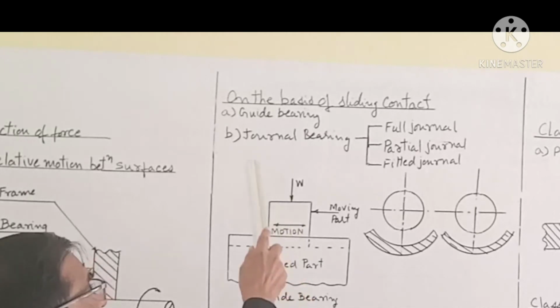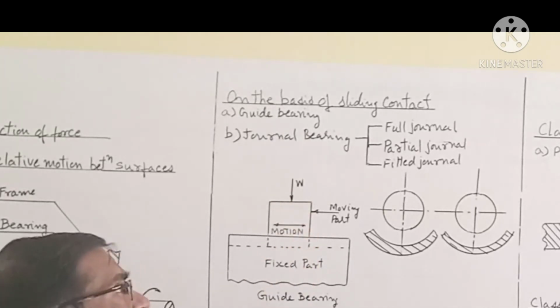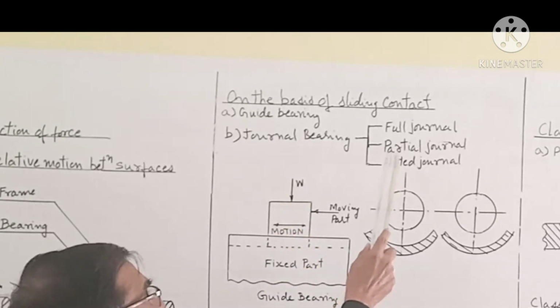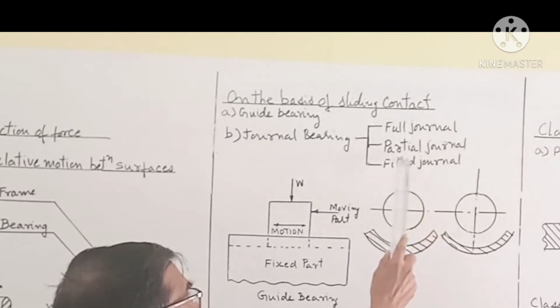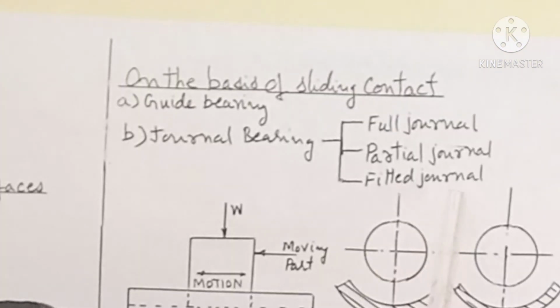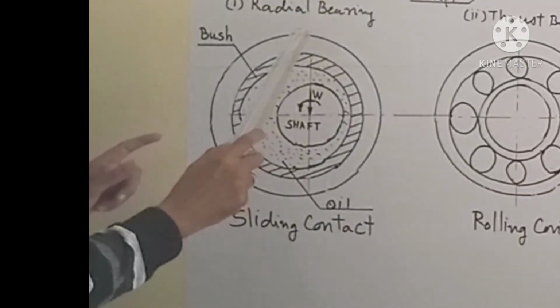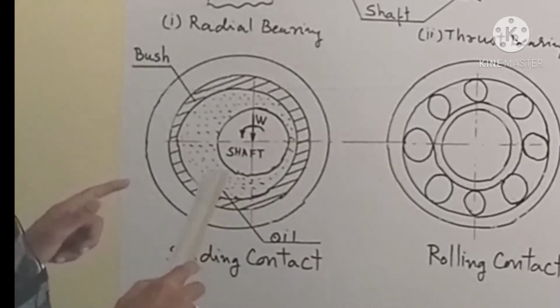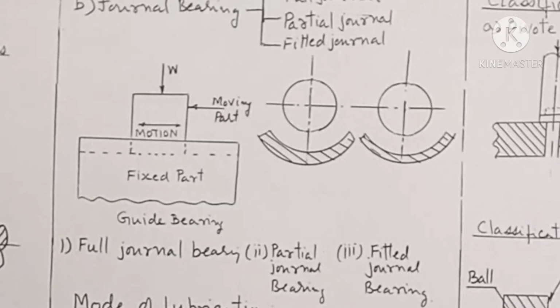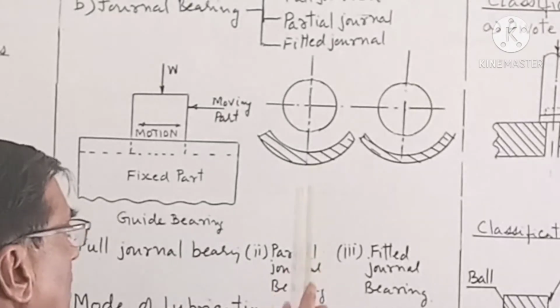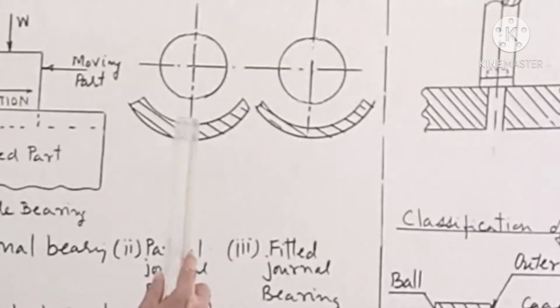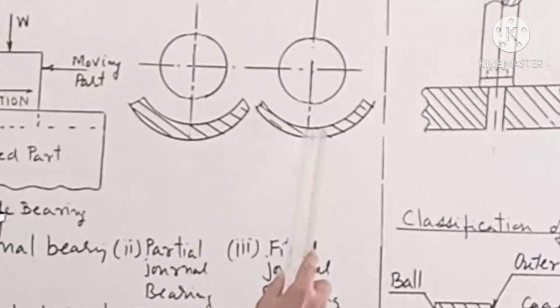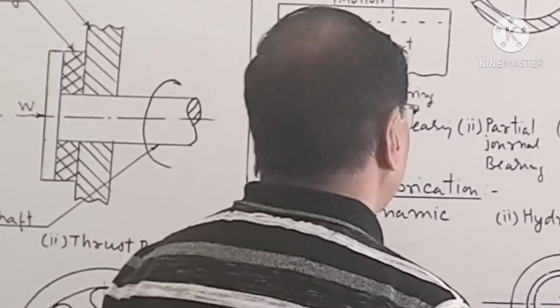Now, next is journal bearing. Journal bearing is classified into full journal bearing, partial journal bearing, and fitted journal bearing. Now, this is the figure of full journal bearing, and this is the figure of partial journal bearing, and this is the figure of fitted journal bearing.